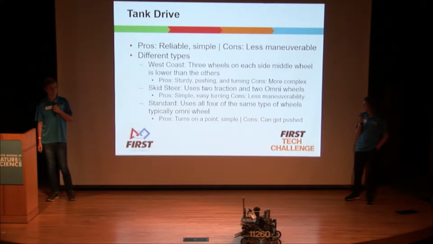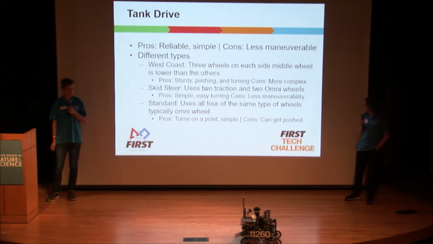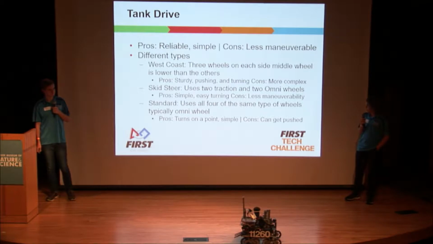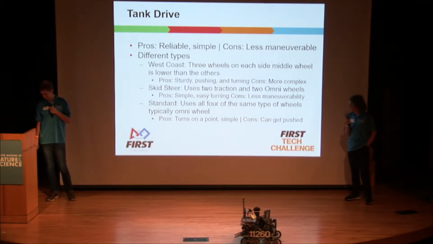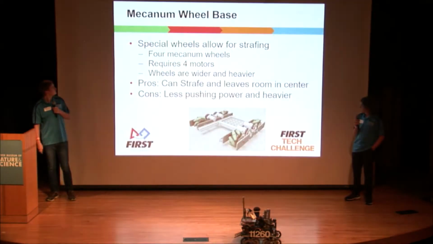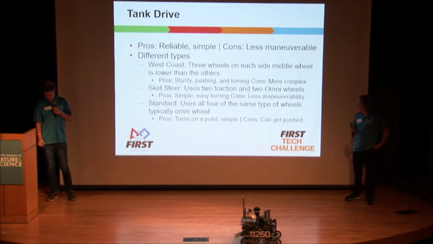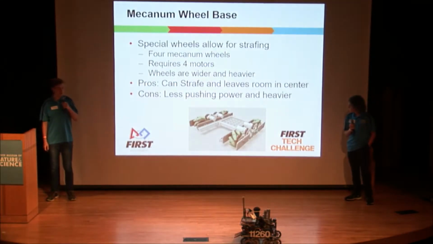The next is the skid steer, which uses 2 traction wheels and 2 omni wheels, which allows for a turning radius in the back of your robot, and it's very simple to build, and so it's very easy to do, but it does have less maneuverability again. And then there's a standard chassis with 4 omni wheels in each of the corners, which just makes it easier for turning in the center of your robot, and it's just a very solid chassis overall.